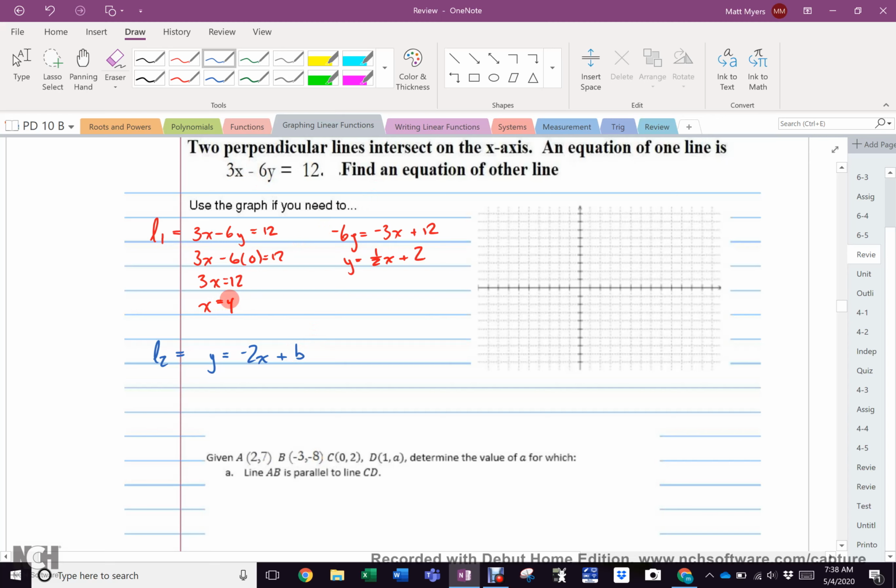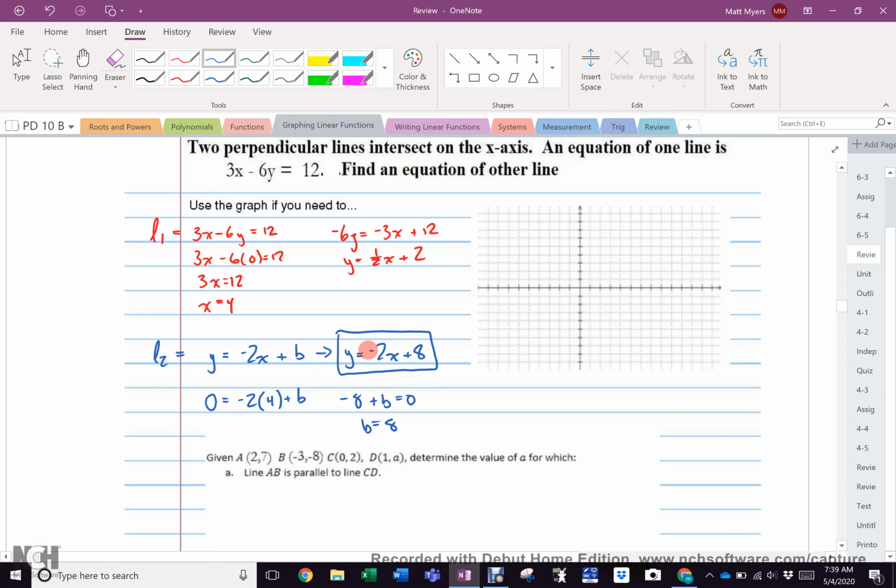The x-intercept is 4, so I can go ahead and plug in 0 equals negative 2 times 4 plus b. Negative 8 plus b equals 0, so b equals 8. So my other line right there, b equals 8, y equals negative 2x plus 8. And that is the equation of the other line.